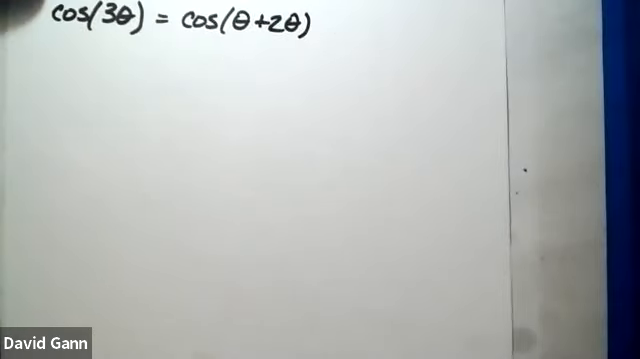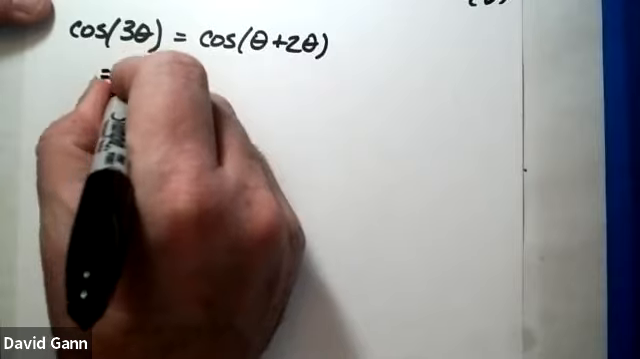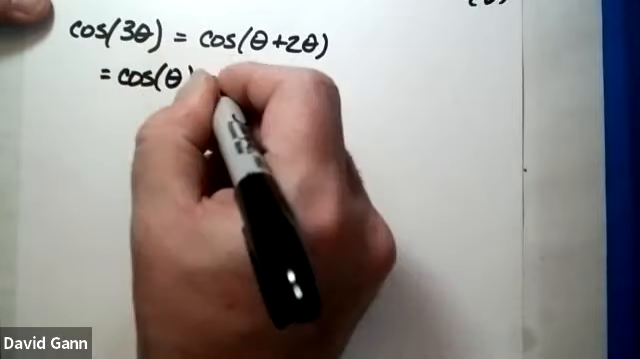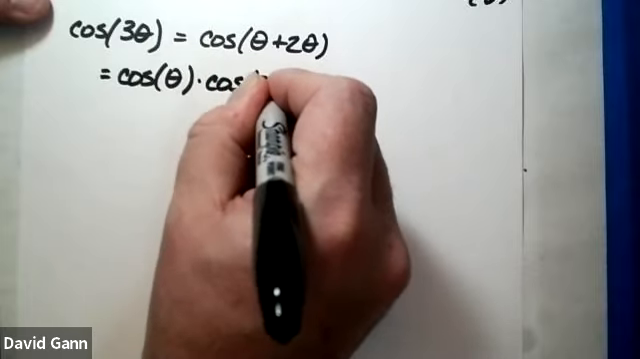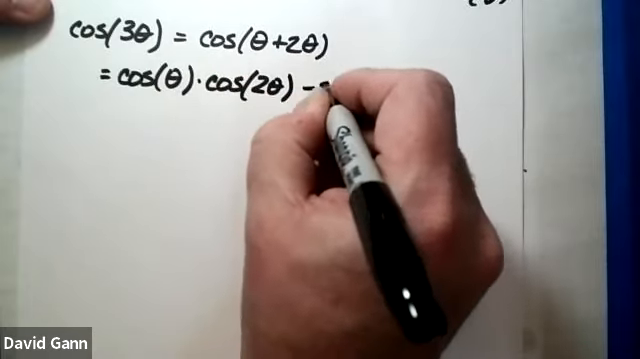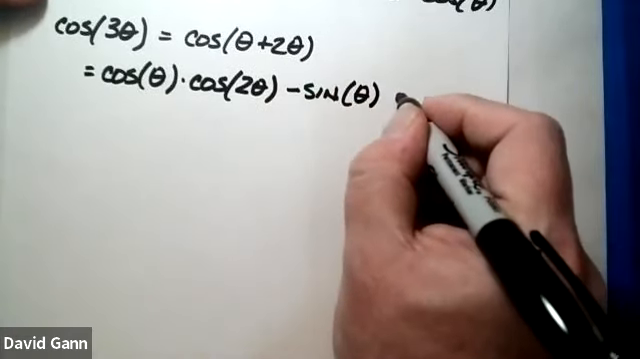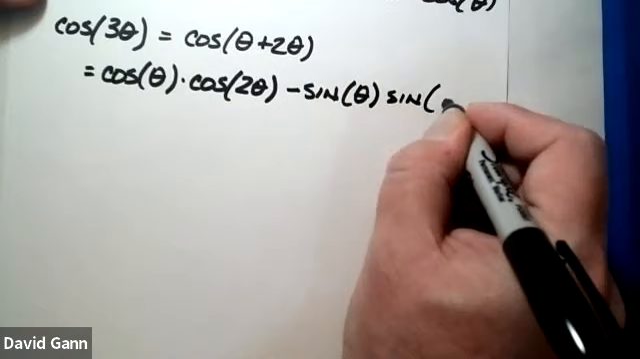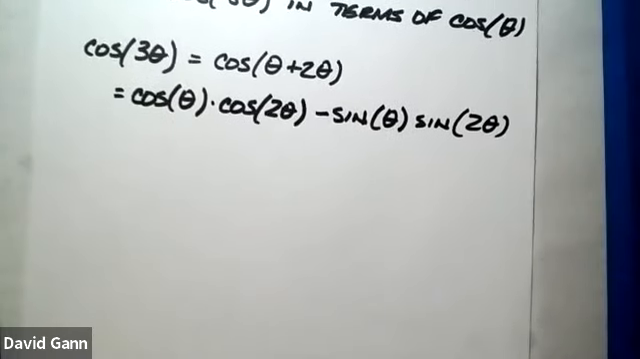And recall from the sum formula for cosine, that is going to be equal to the cosine of the first thing times the cosine of the second thing, minus the sine of the first thing times the sine of the second thing, right? Just kind of using that A plus B formula.